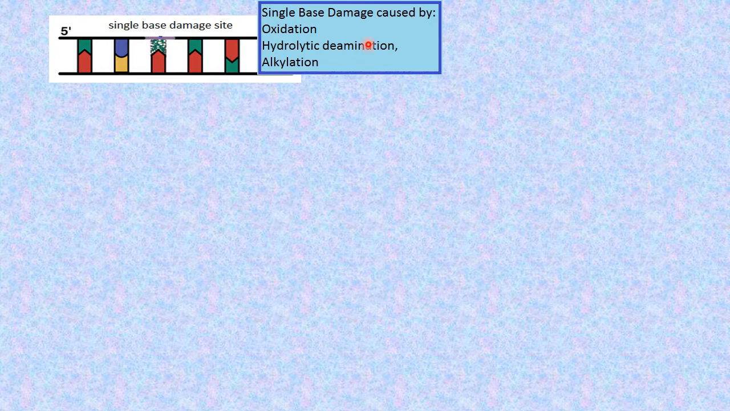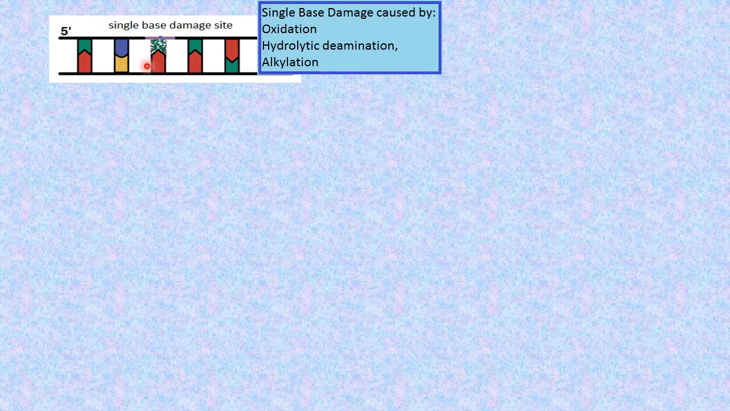So let us first start with this single base damage site that is generated in the single strand of the DNA molecule. And as we have seen in our previous video on DNA damage, this single base damage may be caused because of various reasons. It may be caused by the oxidation of the nitrogen base or some alkylation of the nitrogen base. It may distort the basic structure of the DNA molecule, or hydrolytic deamination of the nitrogen base may take place.